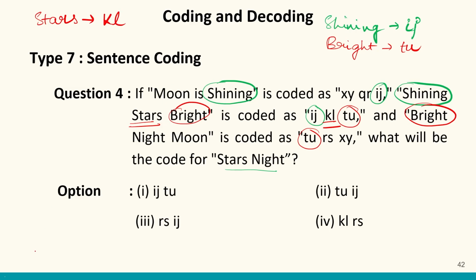Now over here, I can see moon is shining and bright night moon. Moon is the only common word. And here we have XYQRIJ and TURSXY. So XY is the only common code. So moon will be coded as XY. Now in this sentence, bright night moon, the only remaining word is night and the only remaining code is RS. So night will be coded as RS. So our answer will have KL and RS in the option, which is option number 4. So option number 4 will be the correct answer.